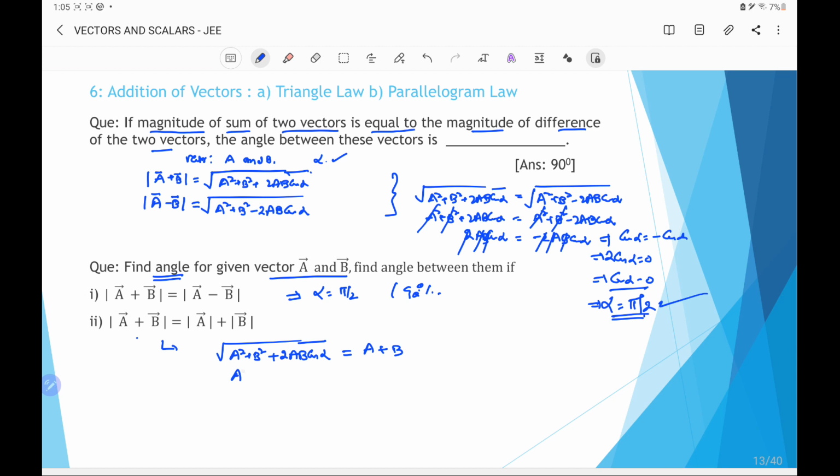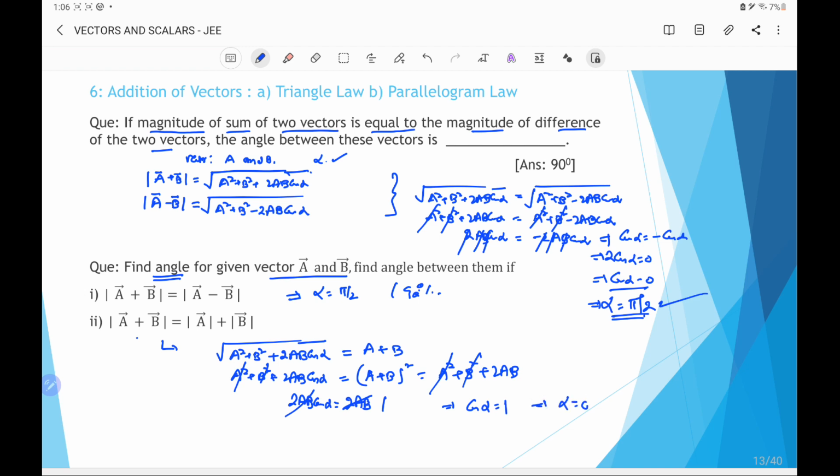Squaring both sides, we will have A square plus B square plus 2AB cos alpha. This is equal to A plus B whole square, and opening the square we will have A square plus B square plus 2AB. This A square, B square get cancelled, so we will have 2AB cos alpha equal to 2AB. This 2AB gets cancelled, so it is 1. This implies that cos alpha is equal to 1 and alpha is equal to 0 degree.